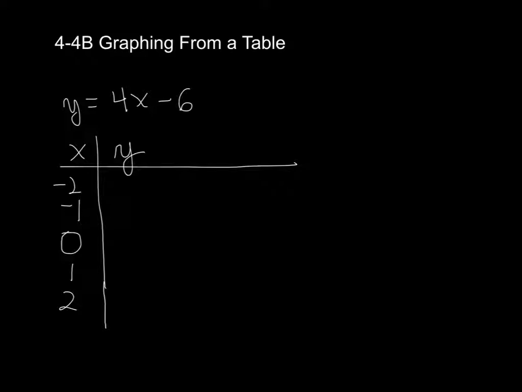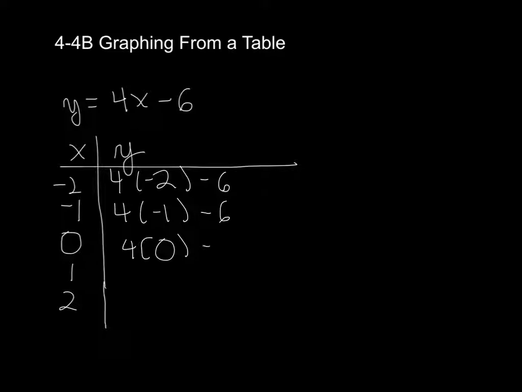pair that you create. So for instance, if x is equal to -2, then if I plug that into our equation up here, if I put in -2 right here for x, I'll rewrite it in the table. So 4 times -2 minus 6. And then I could go down the list and do 4 times -1 minus 6, 4 times 0 minus 6, 4 times 1 minus 6, and 4 times 2 minus 6. I can fill in the table with the correct values.